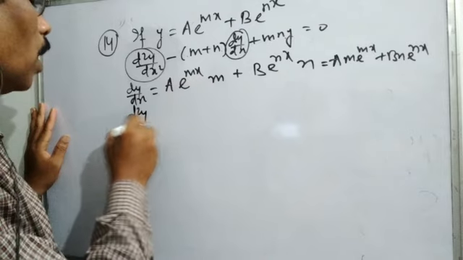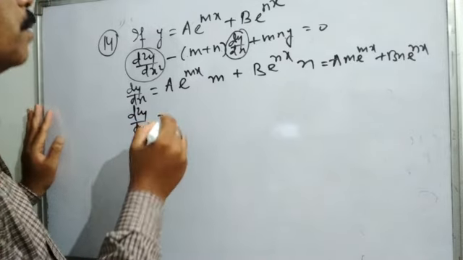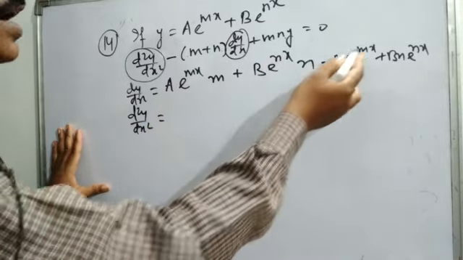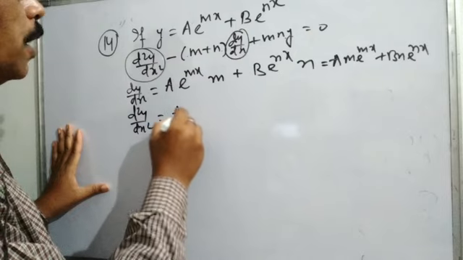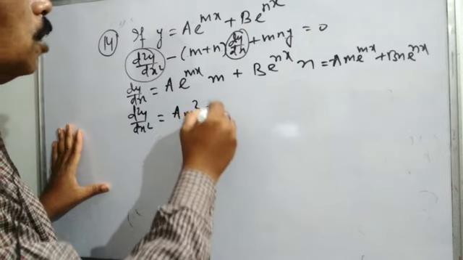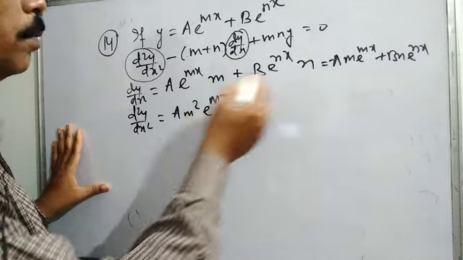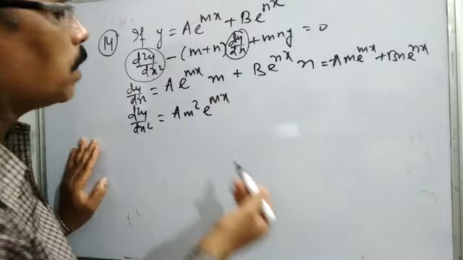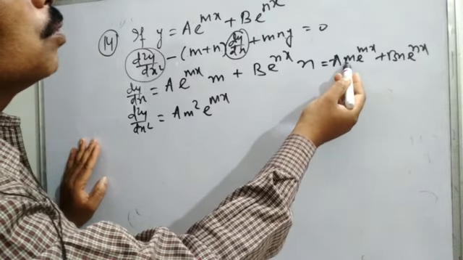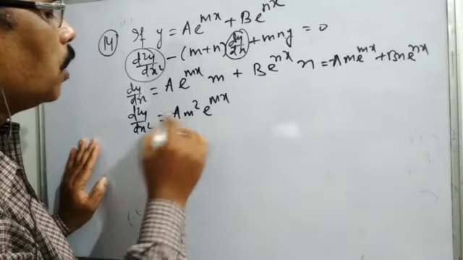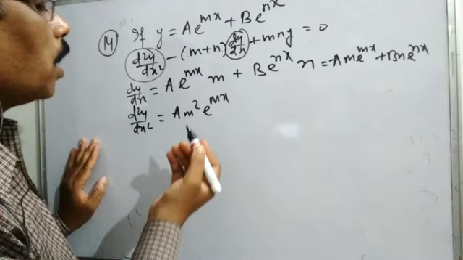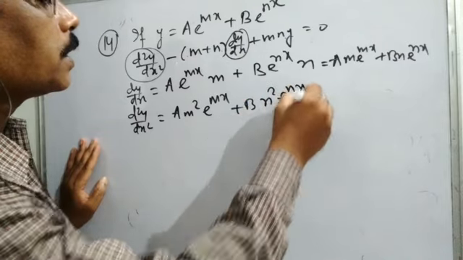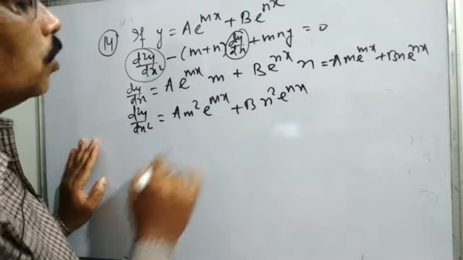Similarly, d2y/dx2 we have to find. When we differentiate again, one more m will come, it will be a m square e to the power mx. Why? Because the derivative of e to the power mx is e to the power mx into the derivative of mx, that is m. So first m was there, then again m is multiplied, it will be a m square e to the power mx plus b n square e to the power nx. That value it will be.